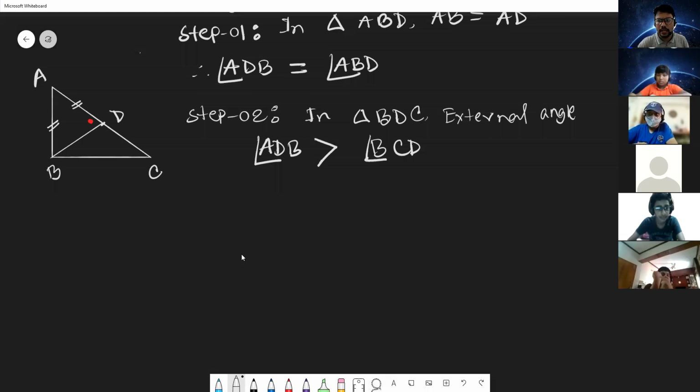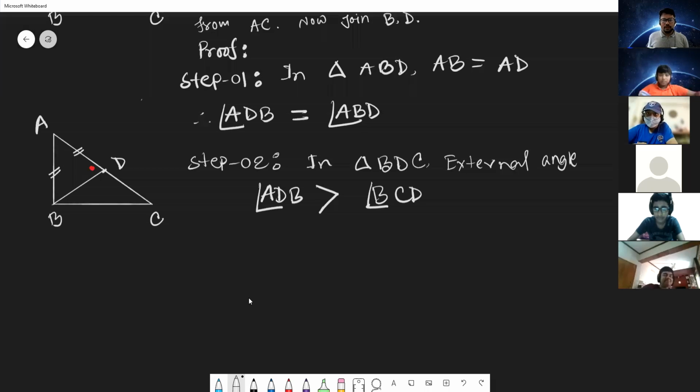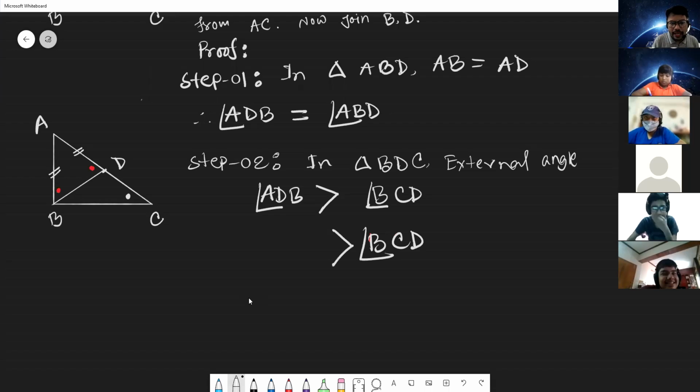Last line, step two or step one? Okay, thank you. Now see here. This is greater than this white color angle. I can mention here the white color angle. But this angle D is equal to angle B; in step one, I have written that they are the same. Yes, the red color angles are the same, as written in step one. So from here we can write BCD, same BCD, and in step one ADB is equal to ABD. So you can write here ABD.